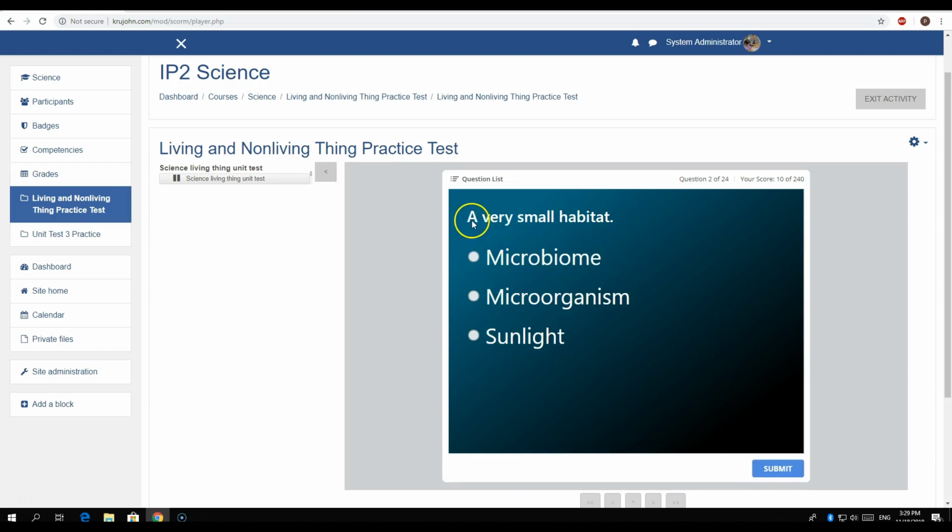Okay, this one is a very small habitat. If we look at this word, you can break it up into two parts. The first part, micro, means very small, and biome means habitat. So our answer is microbiome. A very small habitat.